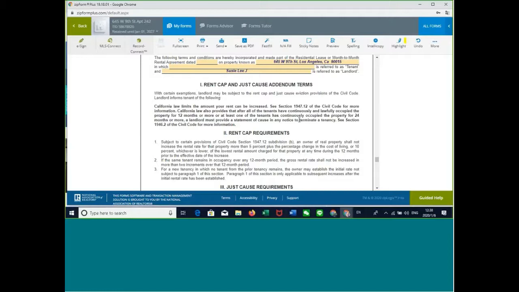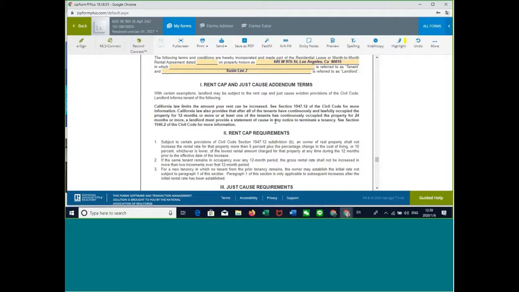All right. Now it says here, California law also provides that after all the tenants have continuously and lawfully occupied the property for 12 months or more, or at least one of the tenants has continuously occupied the property for 24 months or more, a landlord must provide a statement of cause. Let me explain that.